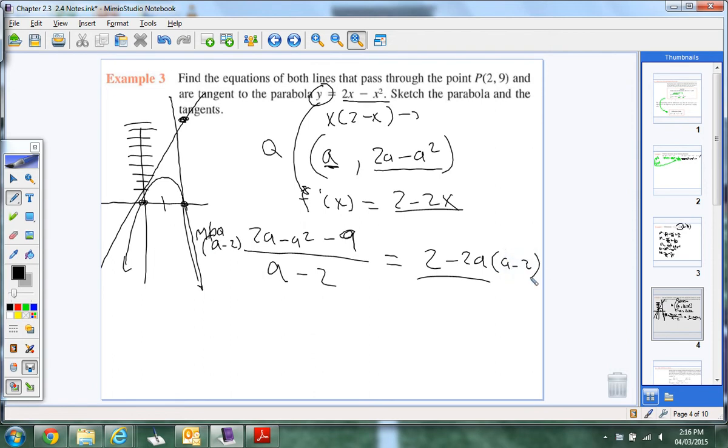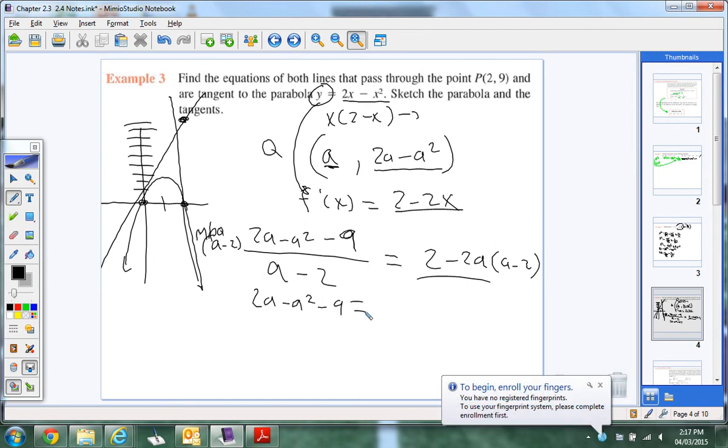Okay. And we're going to have 2a minus a squared minus 9, and we're going to FOIL this out. Yeah, this side, the left side. Over? No, we don't have over. The derivative, we got the derivative is this, right? And this equals the derivative, so we set two things equal to each other, right?